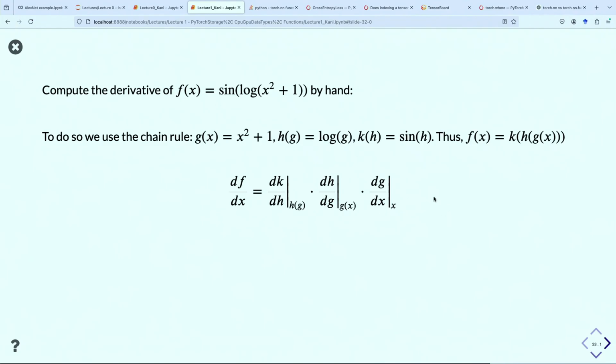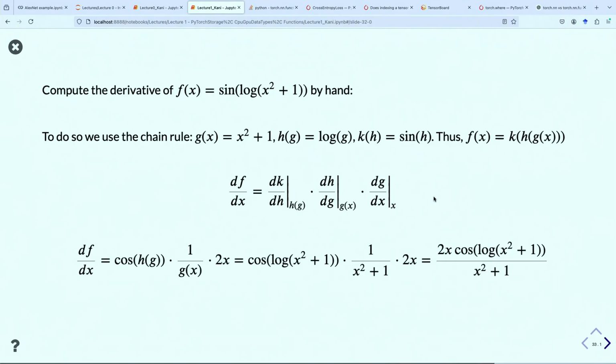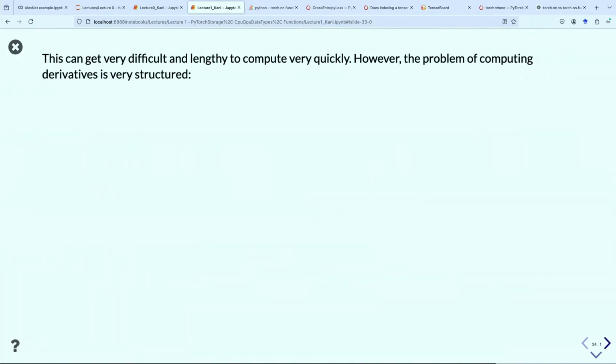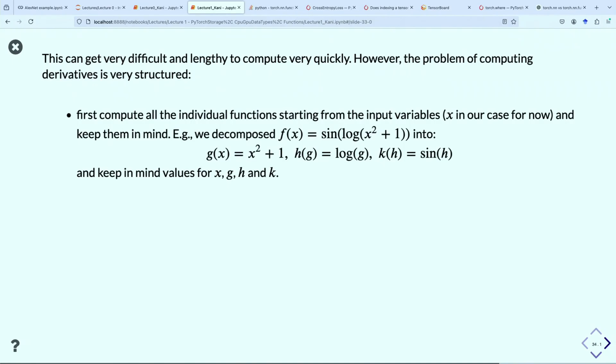So you could do this fairly simply. df dh, oof. So df dx is simply equal to all of this, okay? So not fun to calculate by hand, but still very doable, right? Okay. Now, it's very structured.